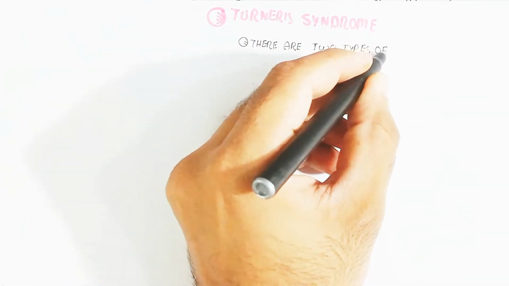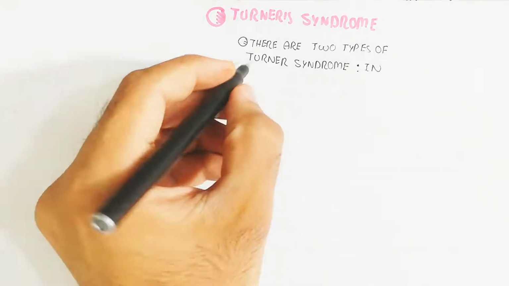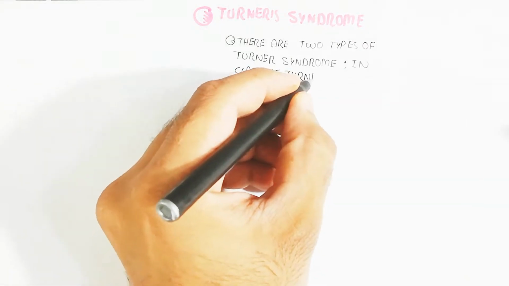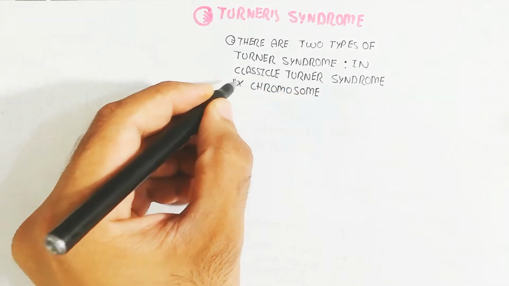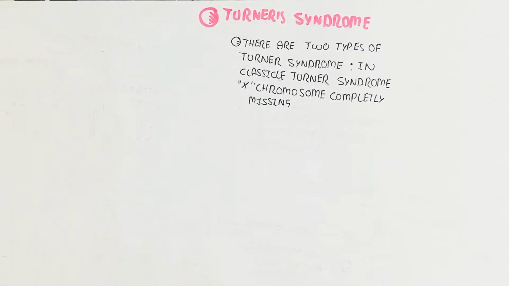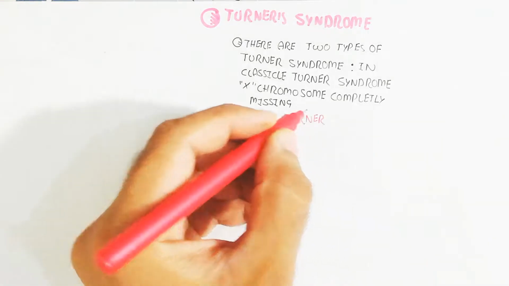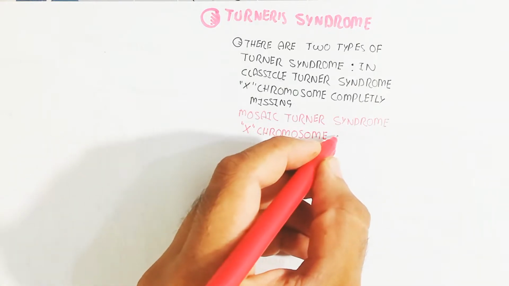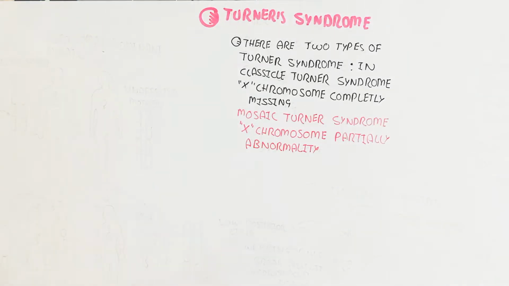So there are two types of Turner syndrome. In classical Turner syndrome, the X chromosome is completely missing. In this way the X chromosome is completely missing and does not occur. It means the X chromosome is absent. On the other hand, the second type is Mosaic Turner syndrome, in which the X chromosome has a partial abnormality. So the X chromosome is partially abnormal, basically the X chromosome contains the defective gene.